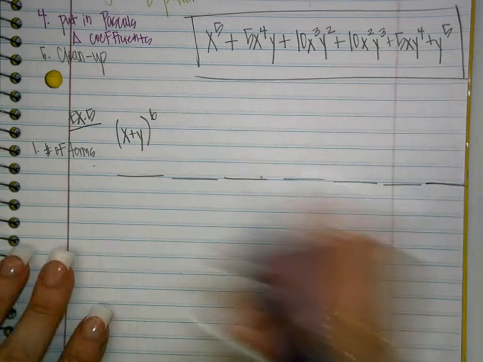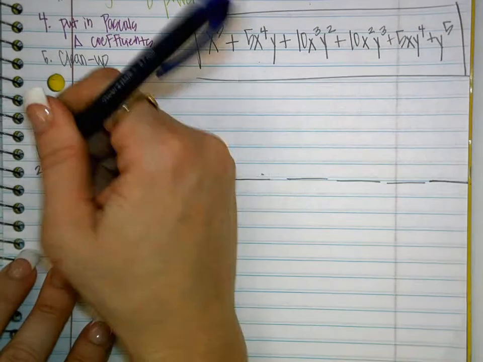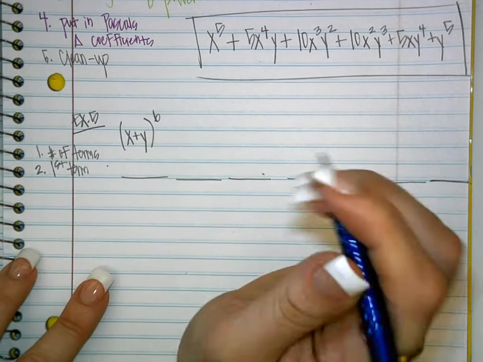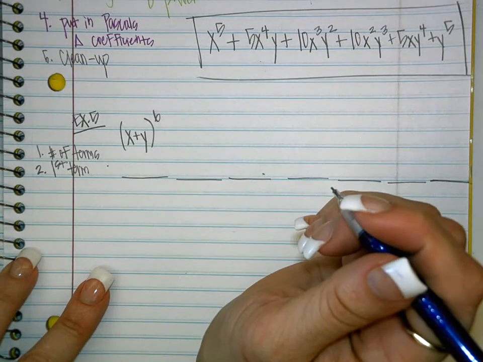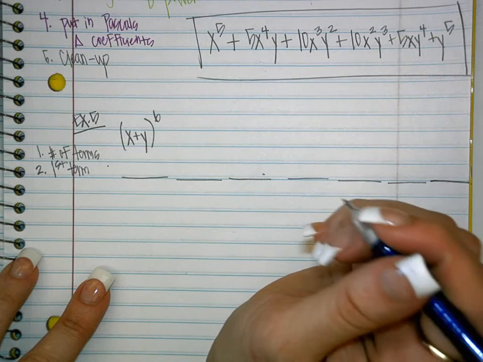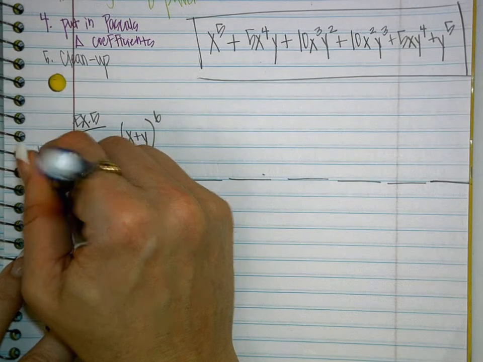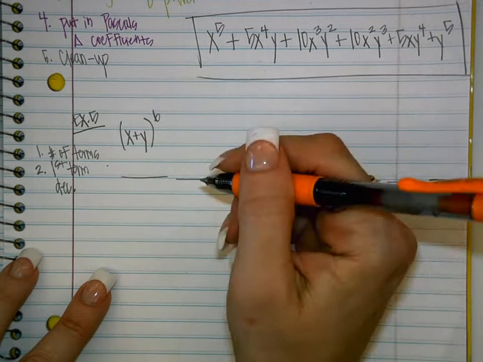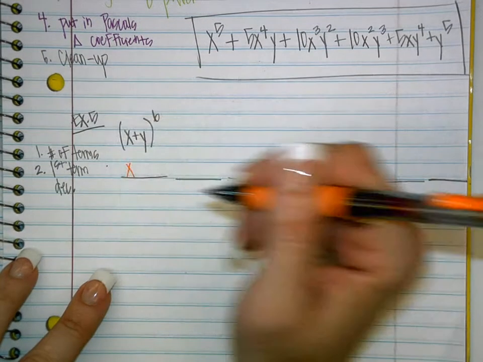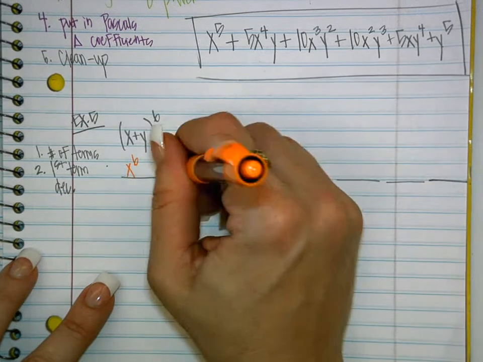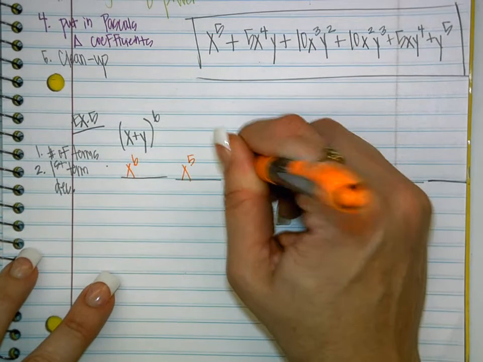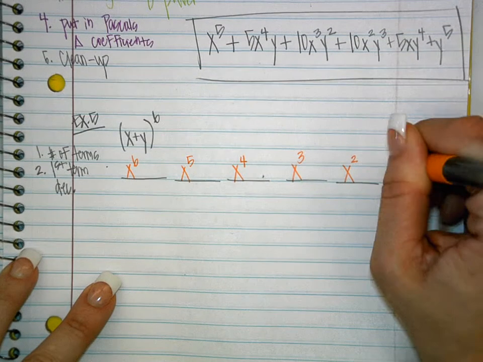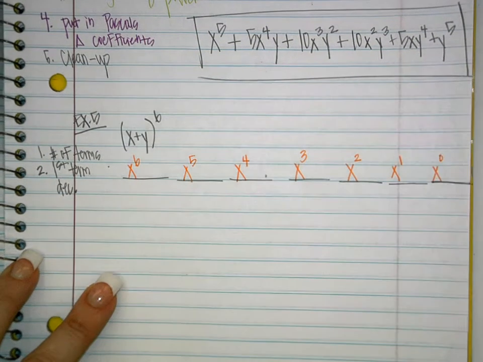Then step 2 is you're going to put in your first term, and it is doing what? Increasing or decreasing exponent values? First term is decreasing. Okay, so what x value should I start with here? X to what power? 6th. Then x to the 5th, x to the 4th, x cubed, x squared, x to the 1st, x to the 0. What's my next step?